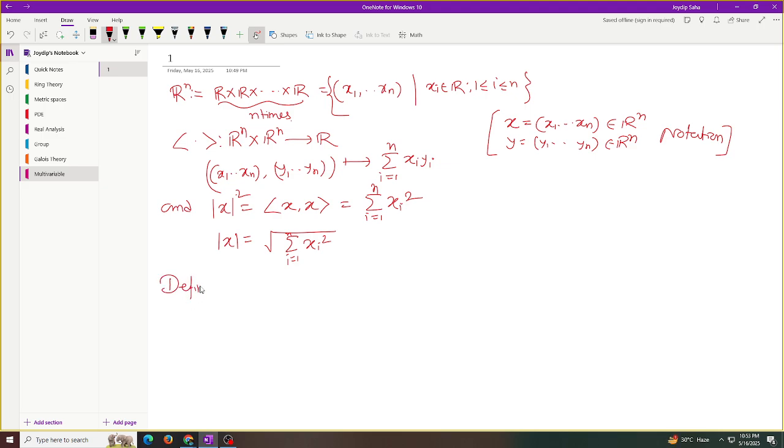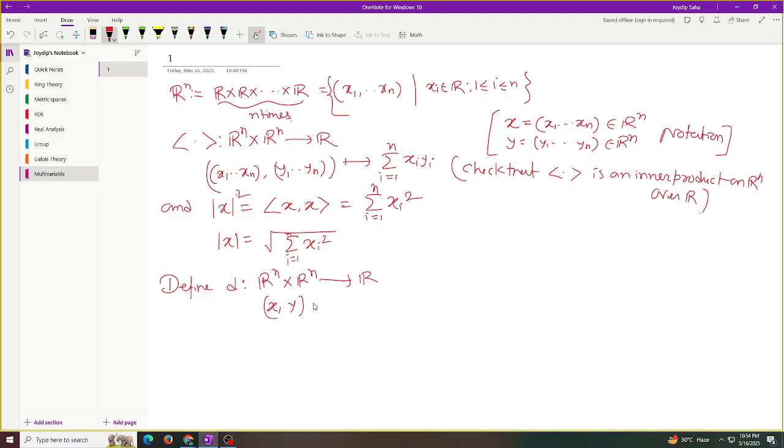Define d. Check that it is an inner product, because all of you know that this is a vector space over R. Define D. This is a vector space, so the minus structure also is there.